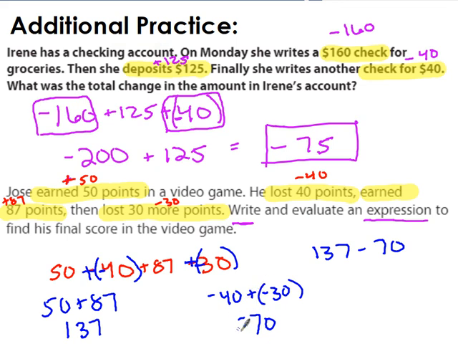So I'm combining my negative 70 with my 137. And so that's just a simple subtraction problem, and we would have gotten positive 67. It is positive because I have more positives than I do negatives.